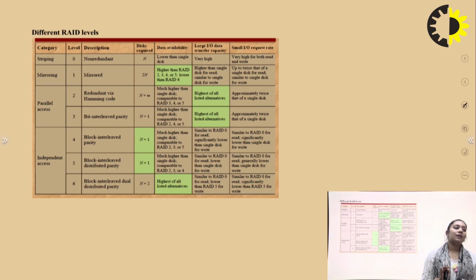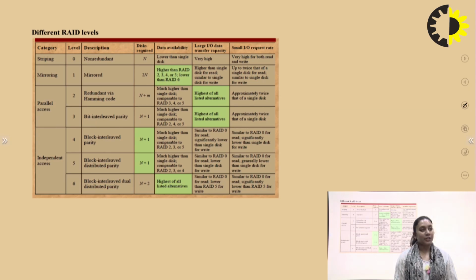Next is RAID level 6, which is block interleaved dual distributed parity, which is the highest of all the listed alternatives. It is similar to RAID 0 for read and significantly lower than RAID 5 for write operations, right?